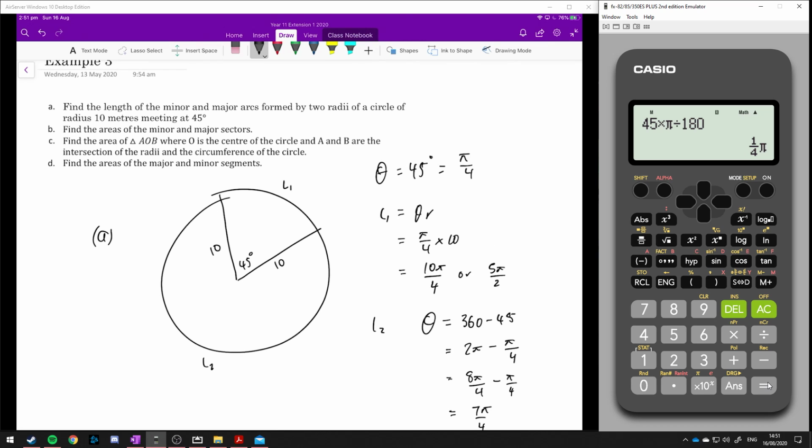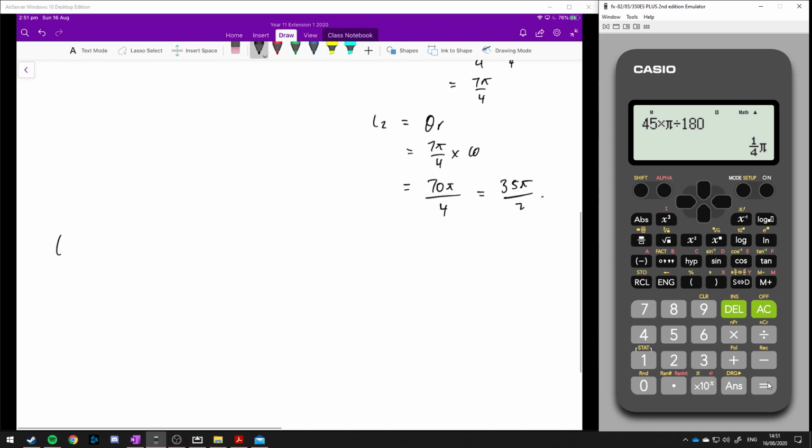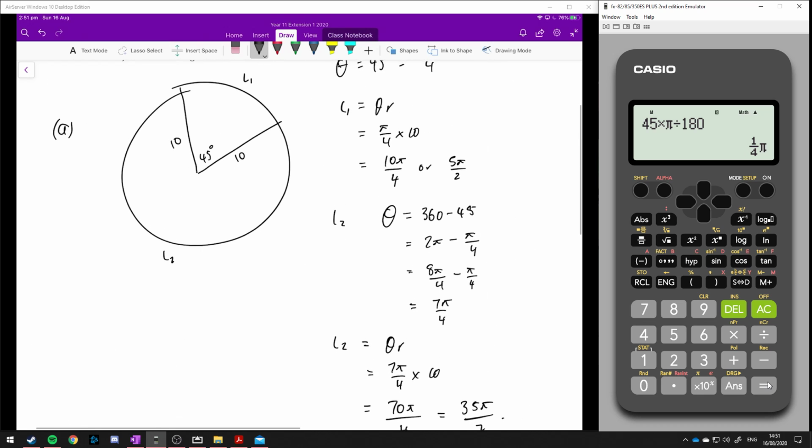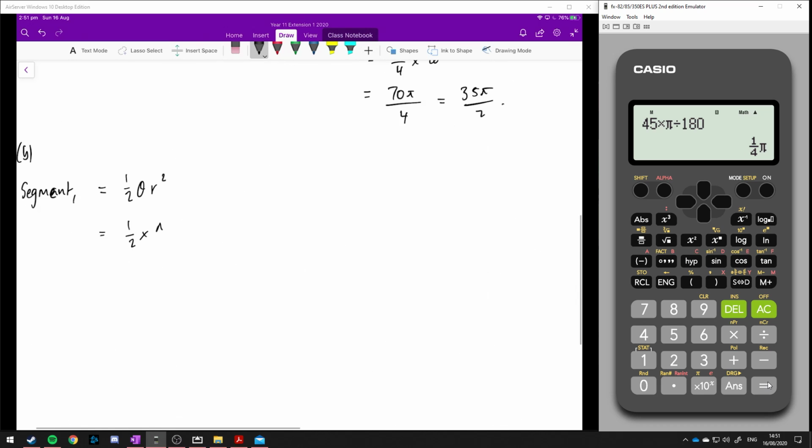Now part B says find the areas of the minor and major segments. So part B is pretty straightforward too. Segment 1 is equal to a half theta r squared. In this case, it's going to be a half times pi on 4, and this will be for the smaller one. So segment 1 is the small. So it's pi on 8 times 100, which is equal to 100 pi on 8. Like that.